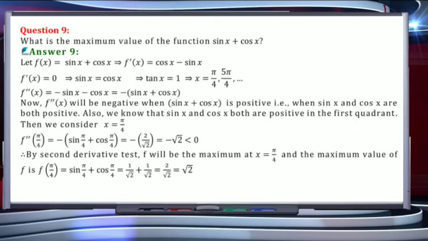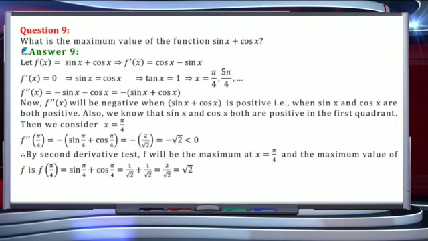Question number 9: what is the maximum value of the function sin x plus cos x? Again we find the first order derivative and substitute that equal to 0. The derivative of sin x is cos x and the derivative of cos x is minus sin x, so the first order derivative is cos x minus sin x. On solving this, we get tan x equal to 1, and tan takes the value 1 at pi by 4, 5 pi by 4 and so on.